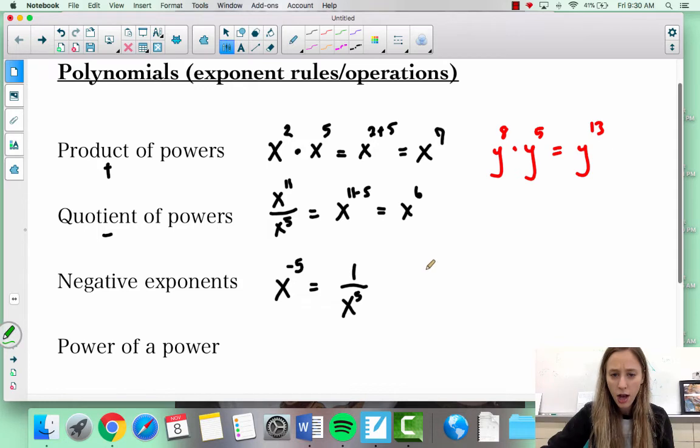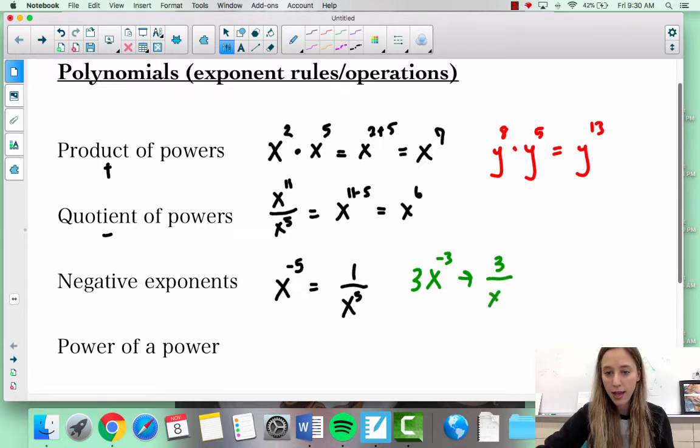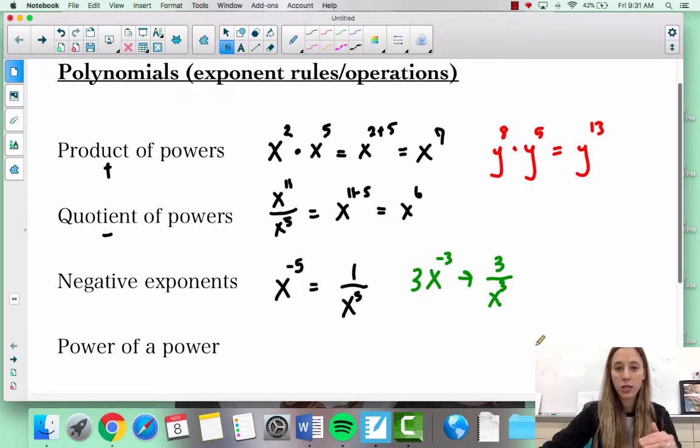I might have, let's see, 3x to the negative 3rd, and I'm going to flip the part that has the negative exponent. So this would become 3 divided by x to the positive 3rd. Notice that the 3 is not with the exponent, so it stays on the top. Only the part that has the negative exponent is going to flip. Okay, and anytime you change it from either the top to the bottom or bottom to top, then the exponent is going to change signs. So you should always end up with a positive exponent.